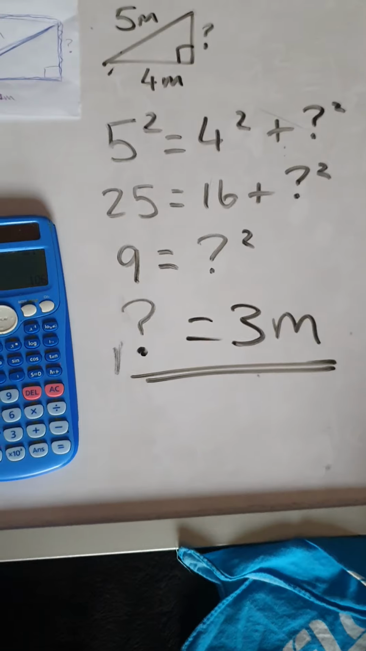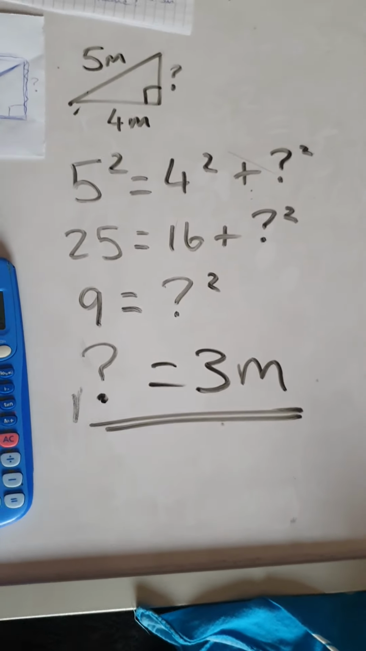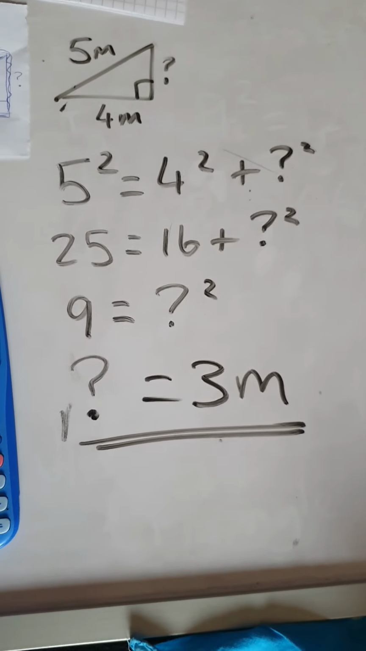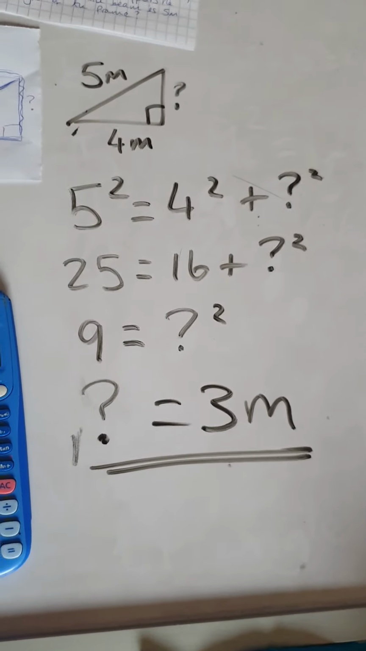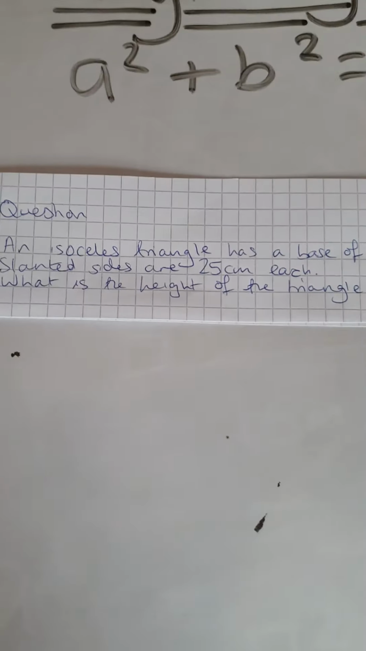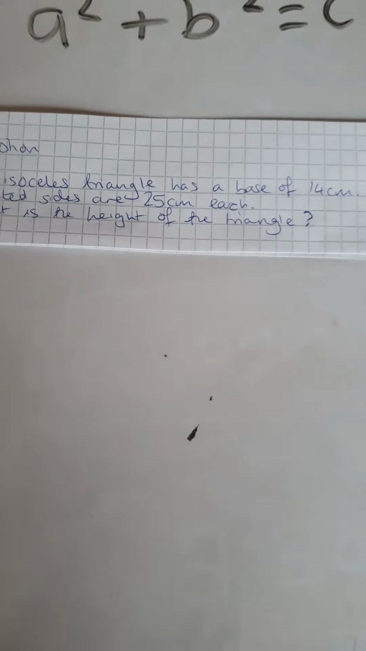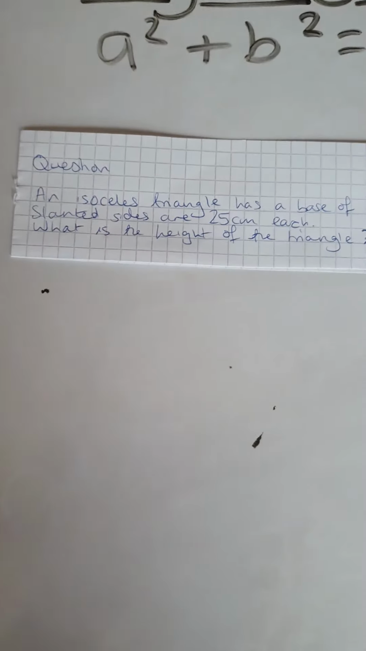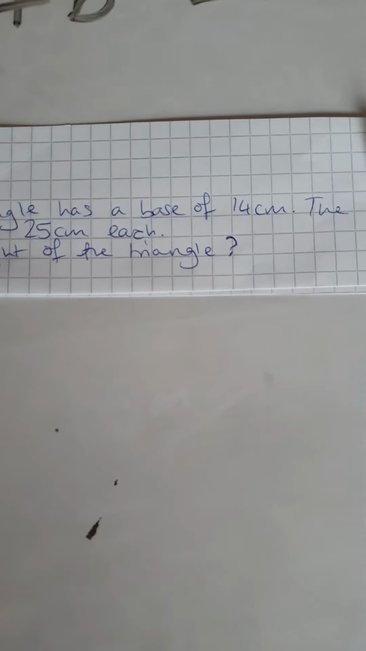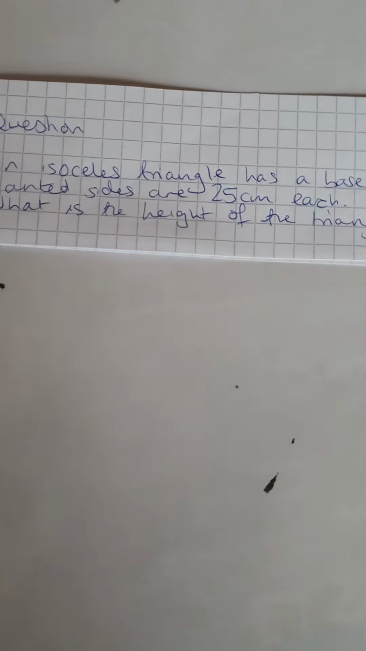Again, as much as it looks like it's much harder, it is just the same theorem that we have been using before. I'm going to give you one more example. Now, this example is probably the hardest one you'll get. An isosceles triangle has a base of 14 centimeters. The 2 slanted sides are 25 centimeters each. What is the height of the triangle?